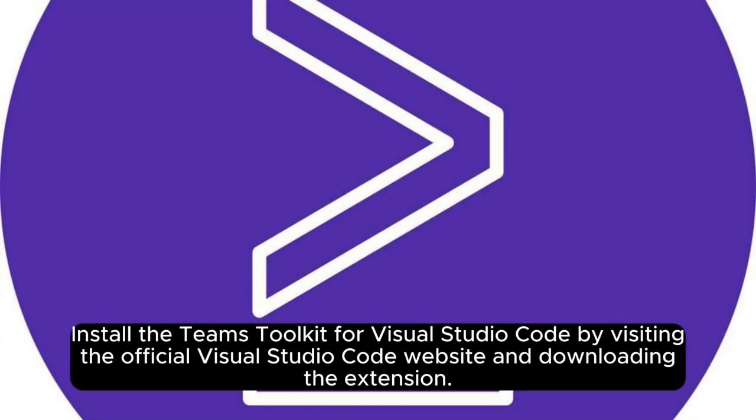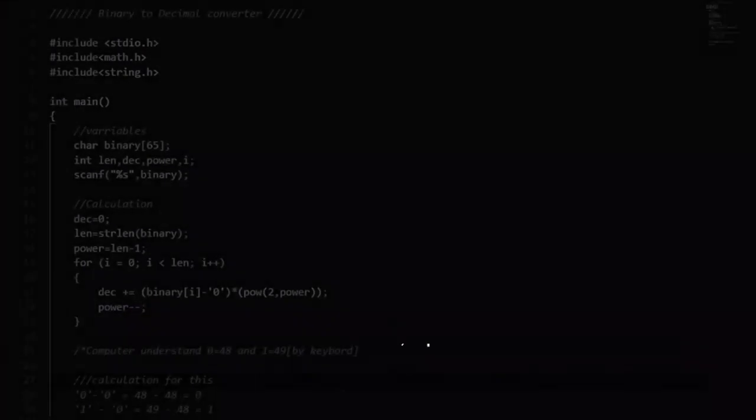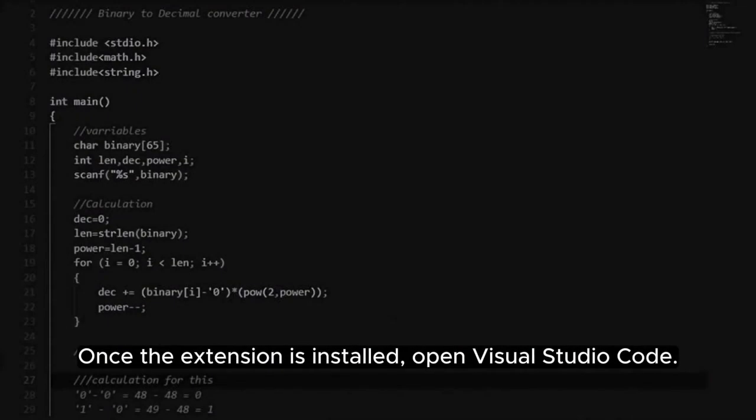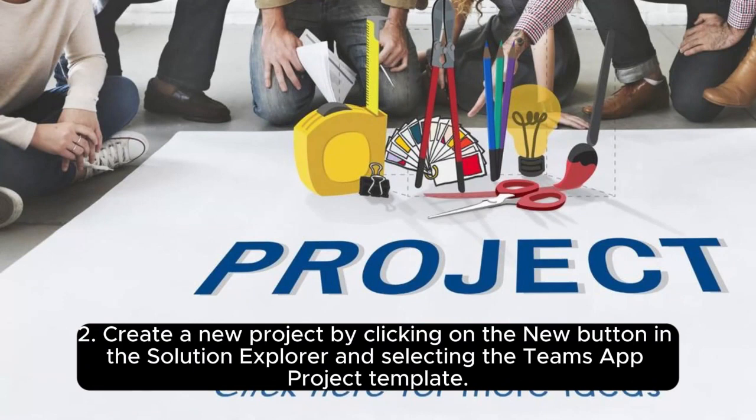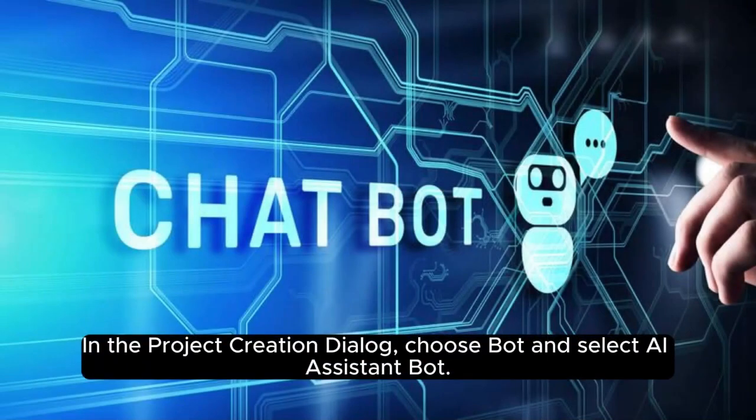1. Install the Teams Toolkit for Visual Studio Code by visiting the official Visual Studio Code website and downloading the extension. Once the extension is installed, open Visual Studio Code. 2. Create a new project by clicking on the New button in the Solution Explorer and selecting the Teams App Project template. In the Project Creation dialog, choose Bot and select AI Assistant Bot.